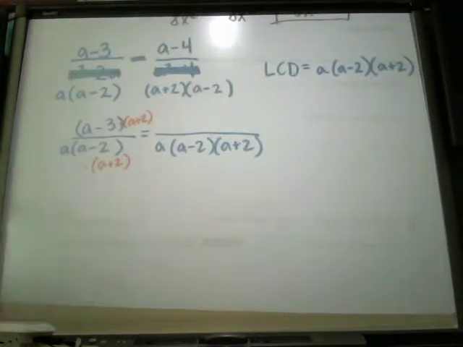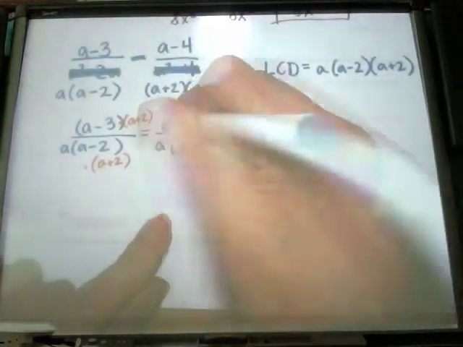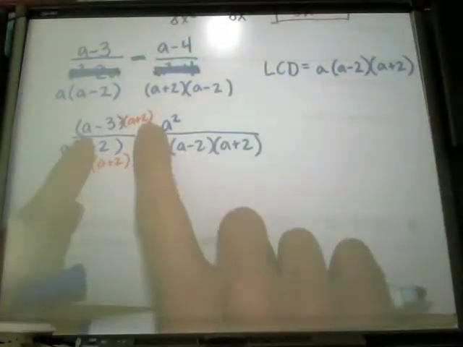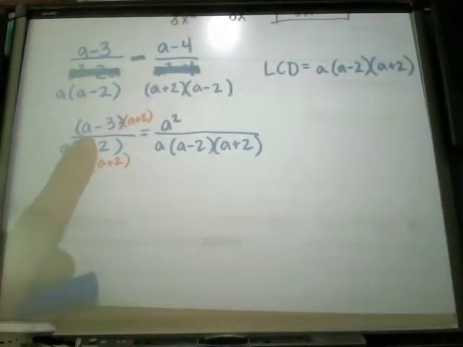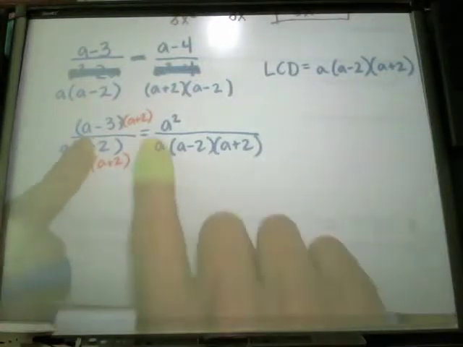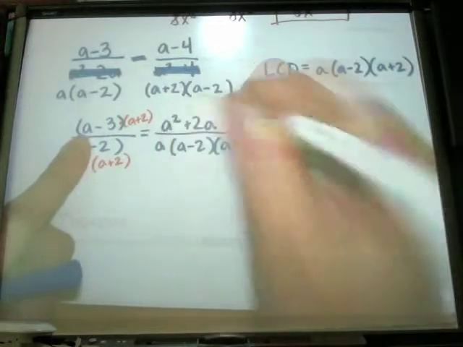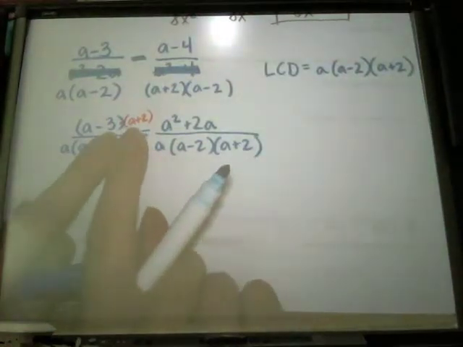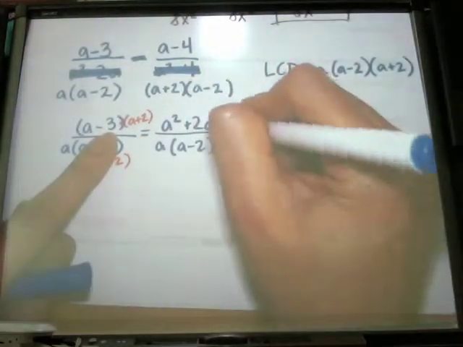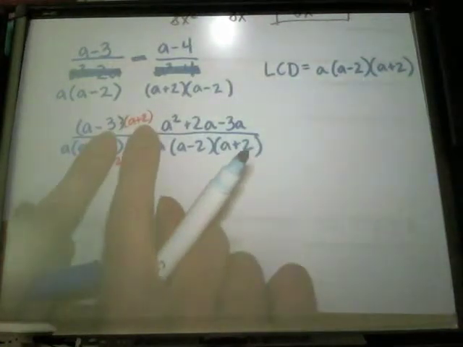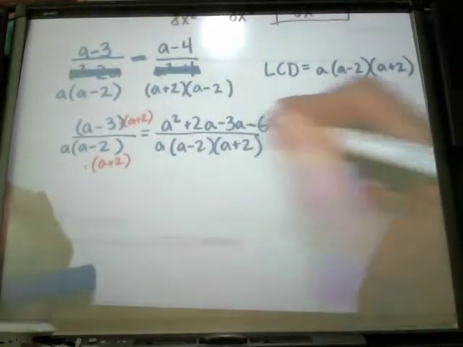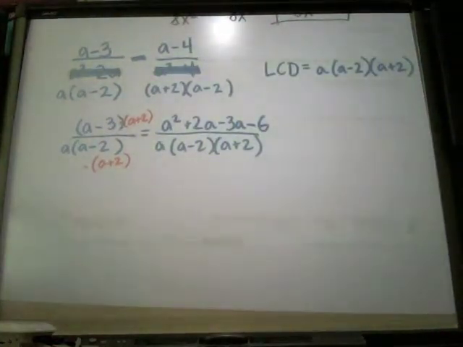FOIL, a times a, a squared. Outer. In this case, I'm just going to do the outer and the inner separately, so we'll actually have 4 terms. But a times 2, 2a. Inner, negative 3 times a, negative 3a. And last, negative 3 times 2, negative 6. Again, I'm showing you this one because this puts everything in there, so you'll see everything. I know, deep breath. We're still on step 3.